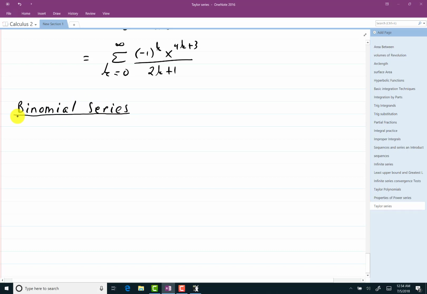The binomial series takes its inspiration from the binomial theorem. Here we're going to take a look at a function f of x equals 1 plus x to the p. Now, if p is any kind of a natural number, there's a formula for how you write this thing out, and it's known as the binomial theorem.